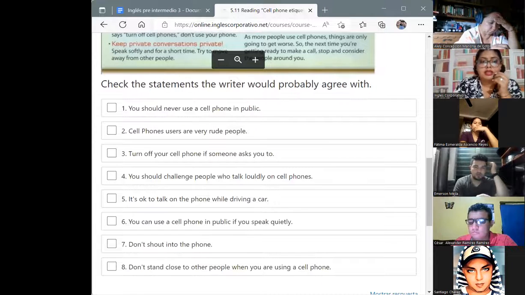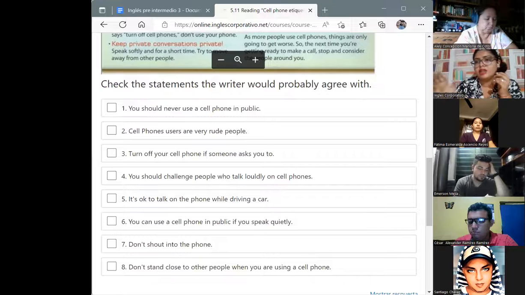Number eight: turn off your cell phone if someone asks you to, because in that case they are telling you a lot of times that you are not going to use your cell phone in that kind of situation. Number six: you can use a cell phone in public if you speak quietly. It is not that you're not going to use it, but you need to do it in a quiet voice.